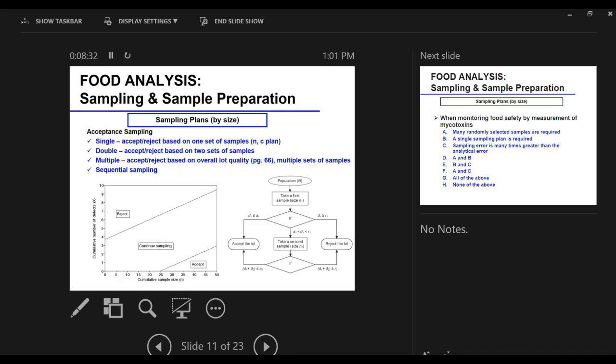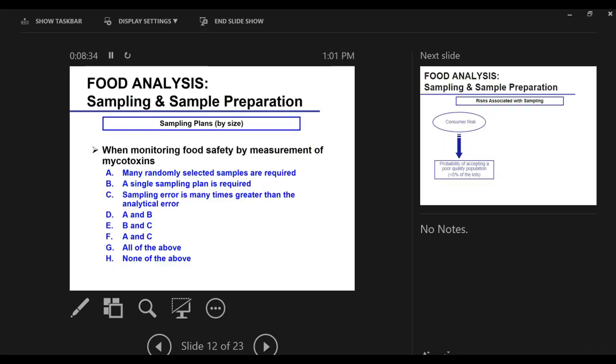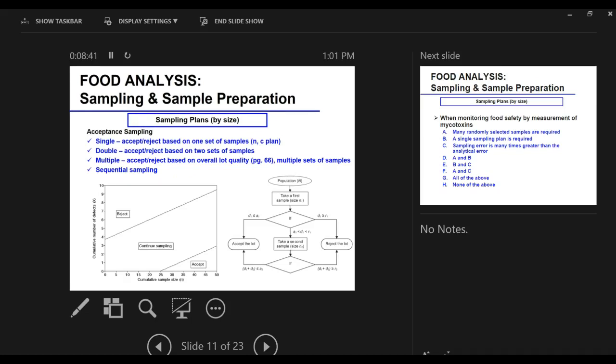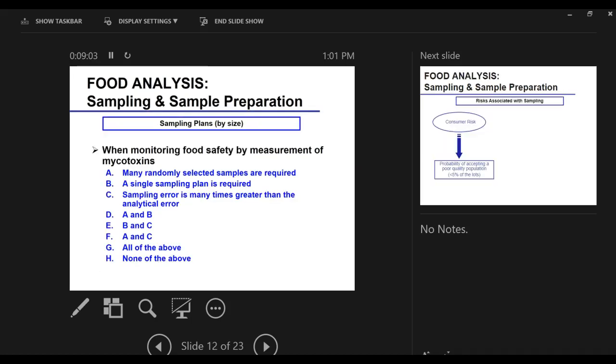I have a question. Yeah, of course. On the previous slide, the middle part, when did it take a second sample? So if the number of defects is between the acceptable and the maximum acceptable, so if it's in the middle range, then you take another set of samples.